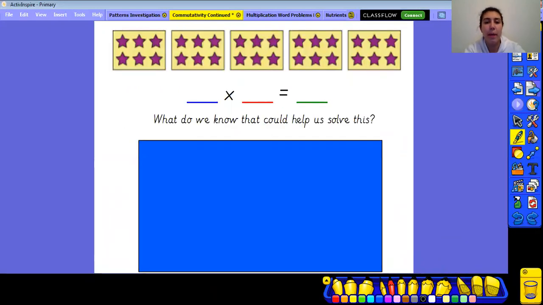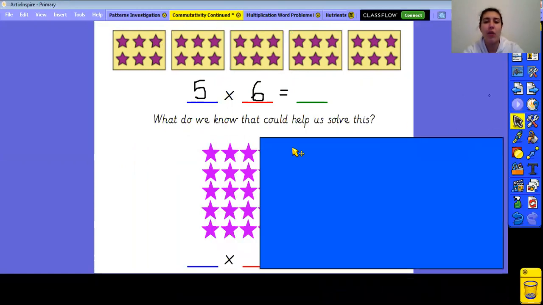Let's have a look at this one then. What have we got here? Well, I can see that I've got 1, 2, 3, 4, 5 groups. I've got 5 groups of 1, 2, 3, 4, 5, 6. I've got 5 groups of 6. So that means I do my 5 groups and I get ready to count in 6. Oh wait, I don't know how to count in my 6s yet. I haven't learnt it. So let's think about commutativity.